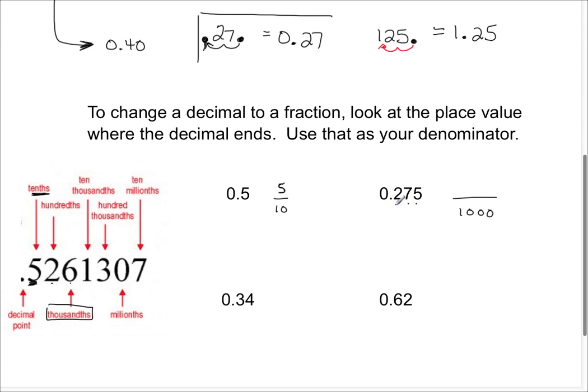And the numerator is going to be the part after the decimal, so 275. Now here we've got 2 places, 1, 2, so we go 1, 2, and that's where we end, so this means hundredths. So the denominator is going to be 100. And then we just take the part that's after the decimal and put it on top. So now let's take this one. It's 2 places, so we already know that. That's 100. And so we take the 2 numbers after the decimal point and we put that on top, 62.